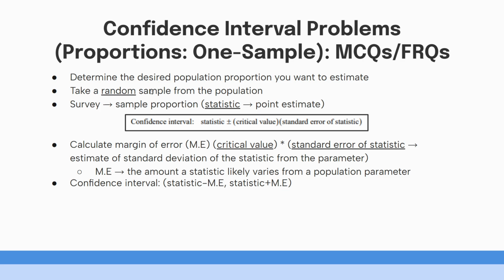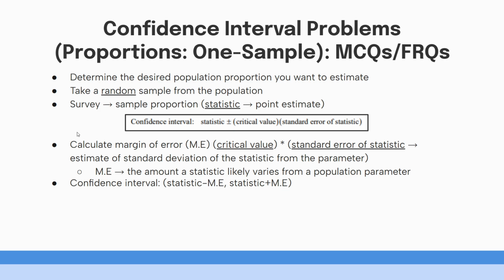Perfect. So as you can see here, when you're making a confidence interval, you obtain your statistic from that random sample, and then you add to it the margin of error. The margin of error is essentially your critical value times the standard error of the statistic. I'll go over those really quick in a moment, but that's your confidence interval. You add the margin of error and you subtract the margin of error, and the range from what you subtracted from your statistic to what you added to it will be your confidence interval.